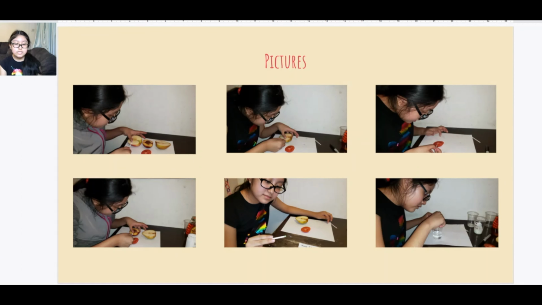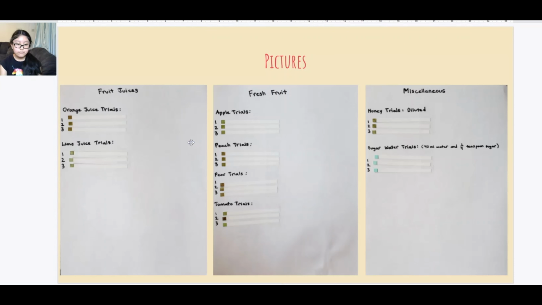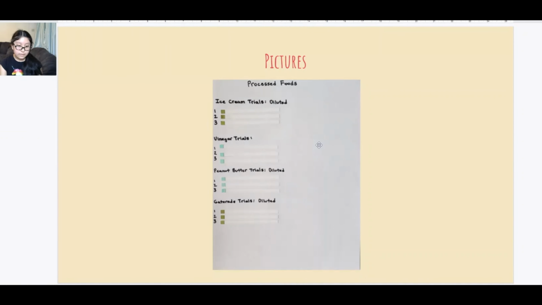And these photos show the second step of the procedure in which I tested each food. In these photos, I pressed the test strip against a freshly cut slice of fruit. And here, I dipped the test strip into the rest of the foods. And these were my final results for the fresh fruit, fruit juices, and miscellaneous. As you can see here, the processed foods had the highest amount of glucose shown by the colors on these test strips.